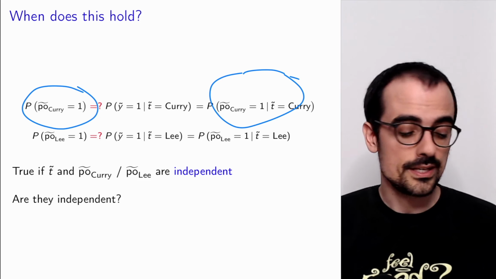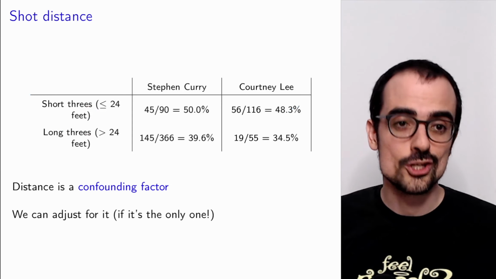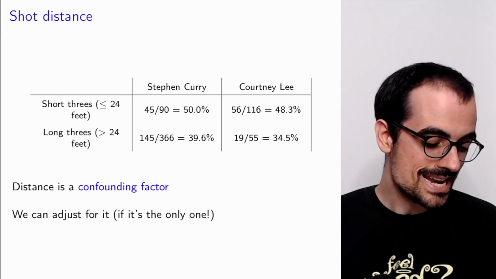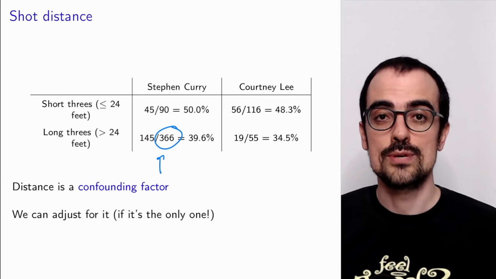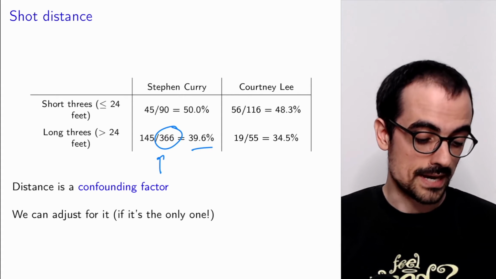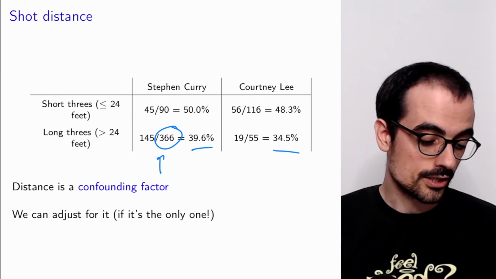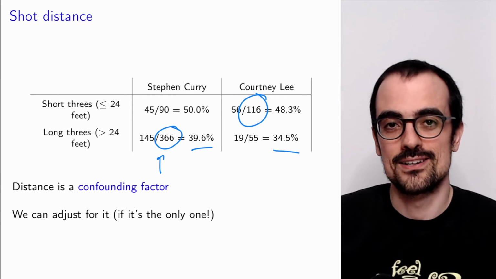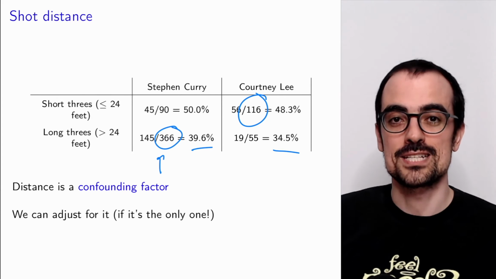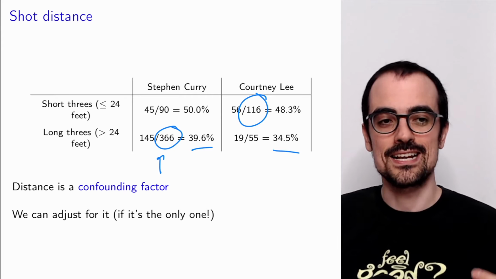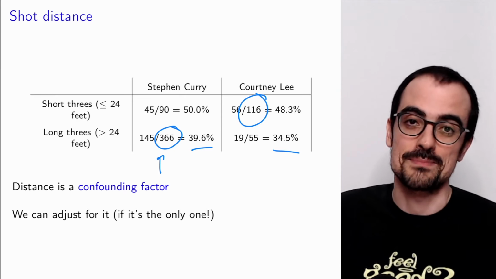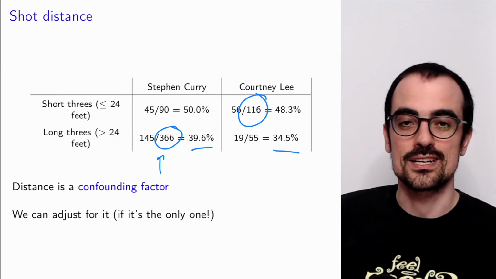Are they independent here? Well, they're really not, right? Because Curry is taking many more long threes that are more difficult to make by both players, and Lee is taking many more short threes that are easier to make by both players. So because Lee is taking easier shots, it looks like he shoots better, he makes more shots, but he's just making easier shots than Curry, who is taking very difficult shots.